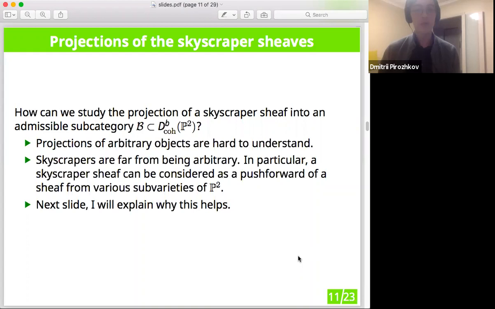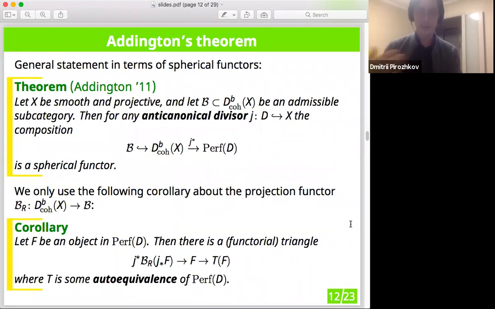To see why this is useful, I will introduce an important theorem by Nicolas Addington, which is the key technical statement in my argument. First I will give the actual statement in terms of spherical functors, but since I don't rely on any non-trivial properties of spherical functors later, I will actually use only the following corollary, which does not use this notion. If you know what a spherical functor is, then the theorem sounds as follows. If you have a smooth projective variety X and some admissible subcategory curly B, then for any anti-canonical divisor D, it is well known and easy to show that the restriction functor from sheaves on X to sheaves on D is a spherical functor, and Addington proved that when D is anti-canonical, then this composition with an embedding of an admissible subcategory is also spherical.